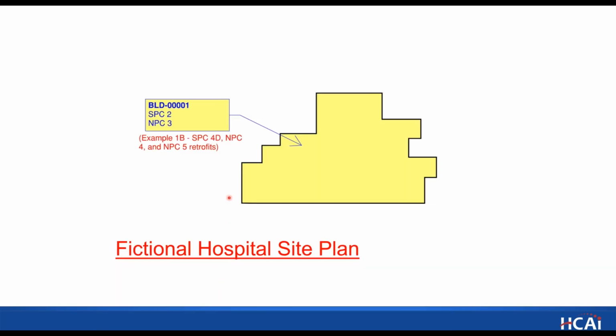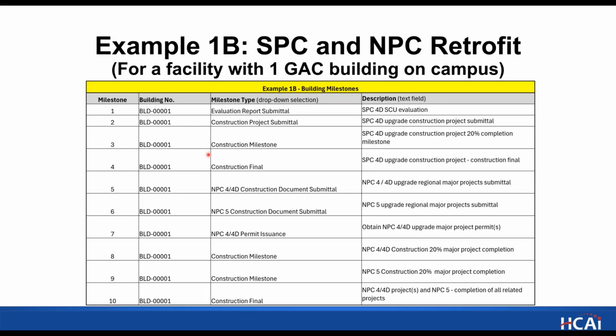So let's look at a different example. This is for a hospital that has only one general acute care building on campus. And that hospital is going to be going through SPC 4D, NPC 4, and NPC 5 retrofit. So this will be the most condensed set of milestones. You have to fit all of that into the 10. So here's how we're recommending you squeeze those in.